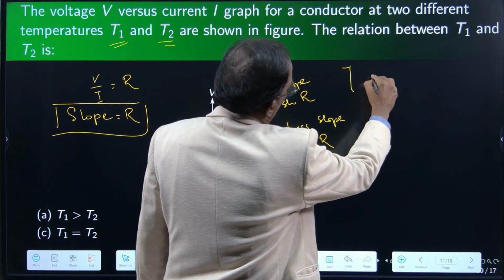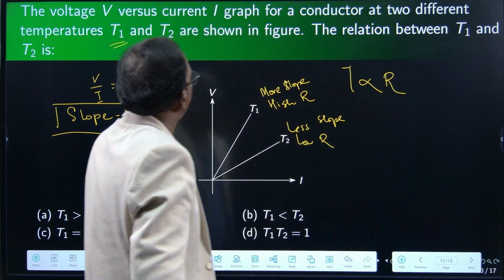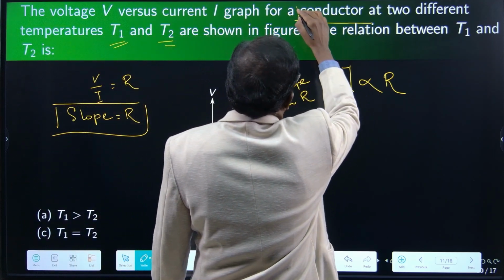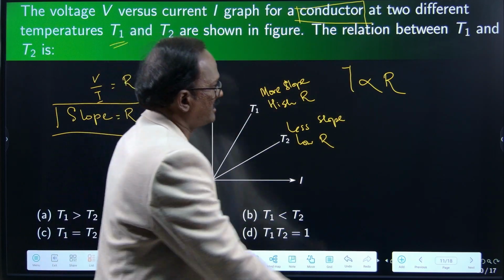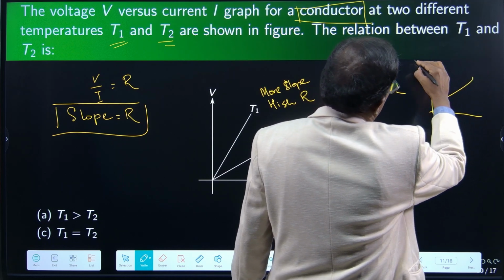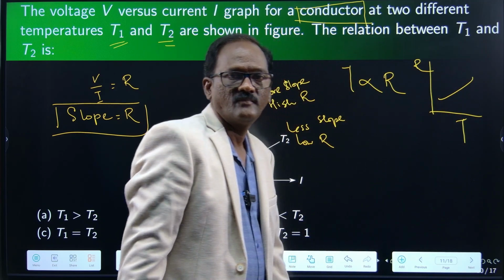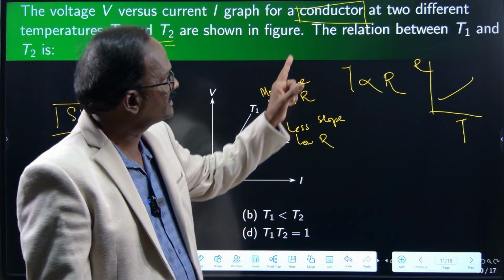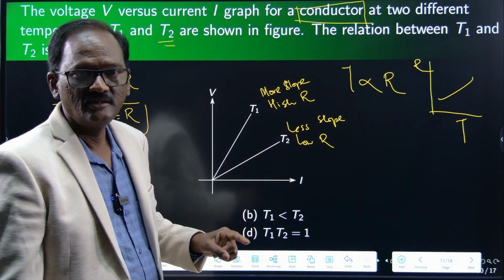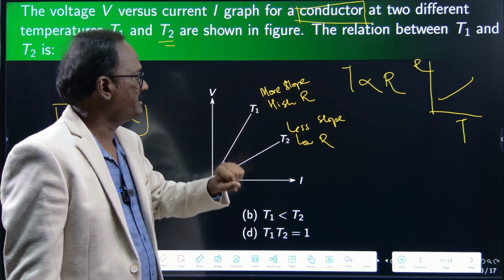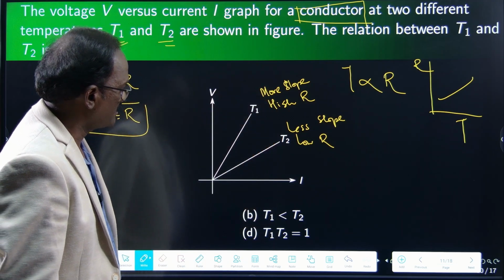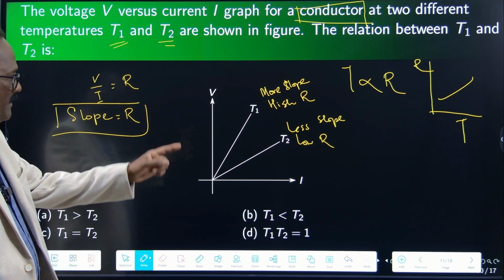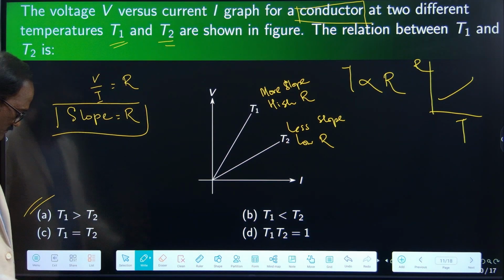T is directly proportional to R because it is a conductor. For a conductor, T increases, R increases. Right? If it is an insulator, it is a different case. But it is a conductor, so this graph will be suited. So more slope means high R. Less slope means low R. Right? So T1 is greater than T2.